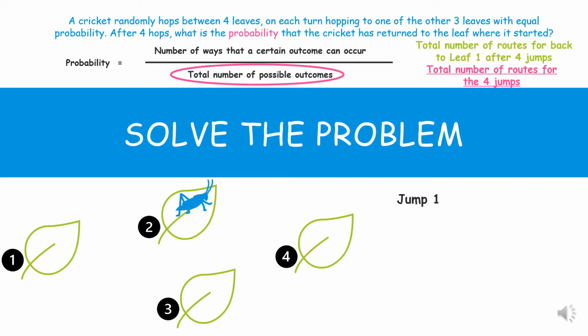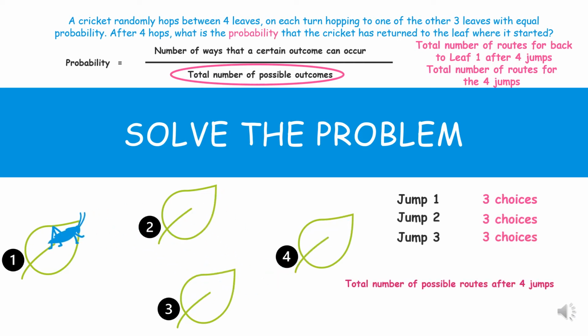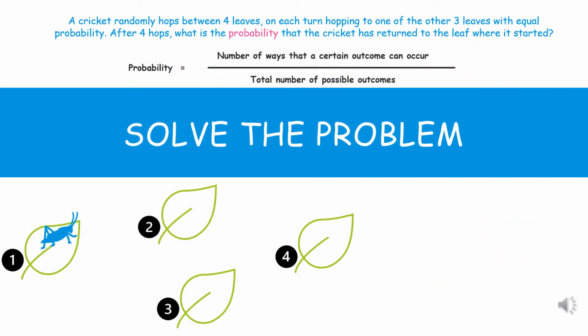In the first jump, the cricket has 3 leaves to jump onto. This is the same with the second, third, and fourth jump as shown. This means we have 3 times 3 times 3 times 3 routes, which is 81 in total. Obviously, the main focus of the problem is the number of desired outcomes.